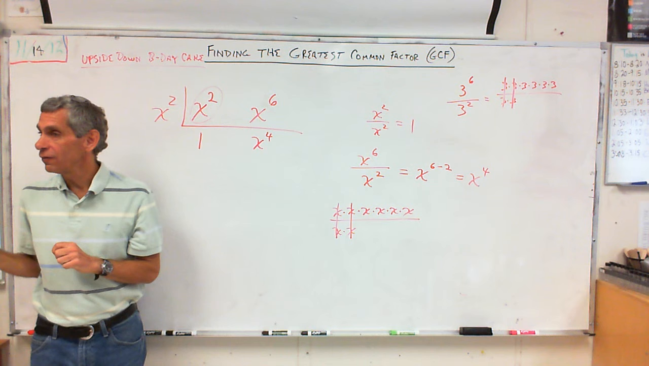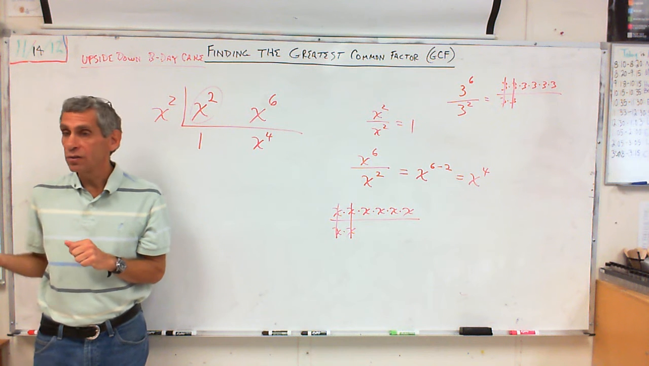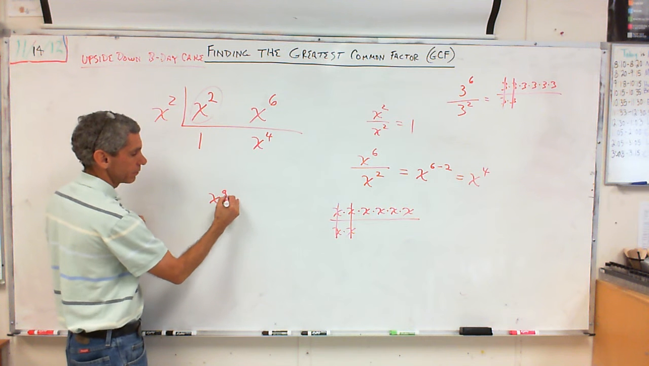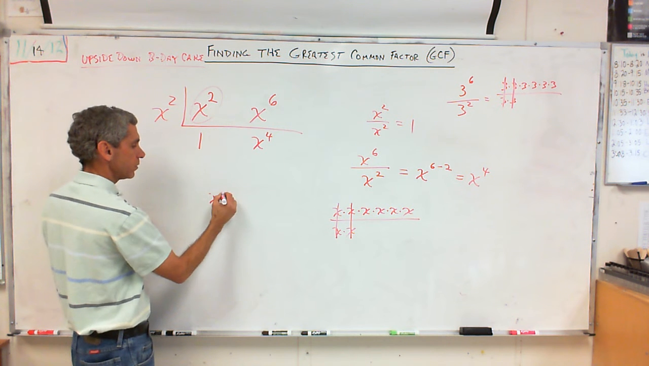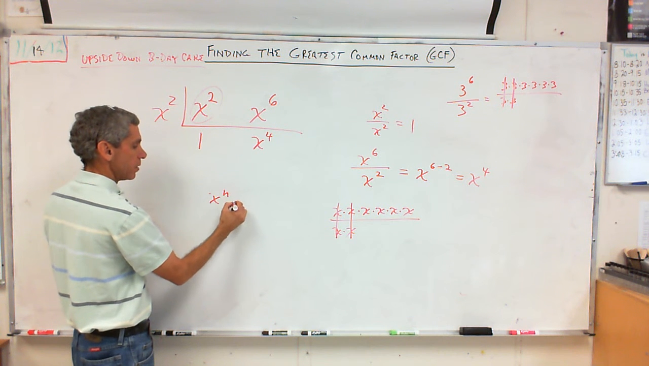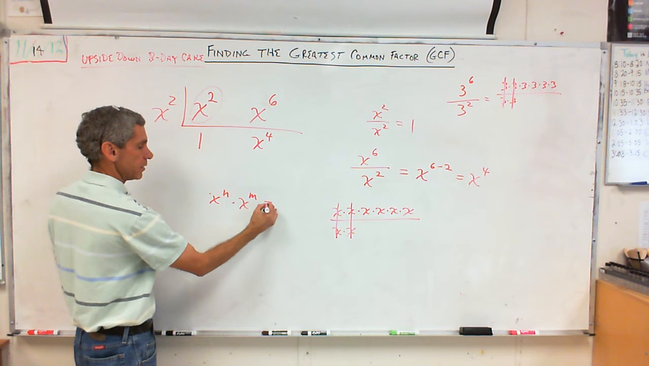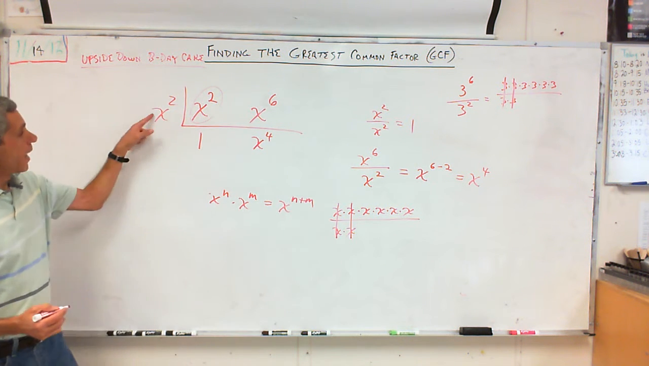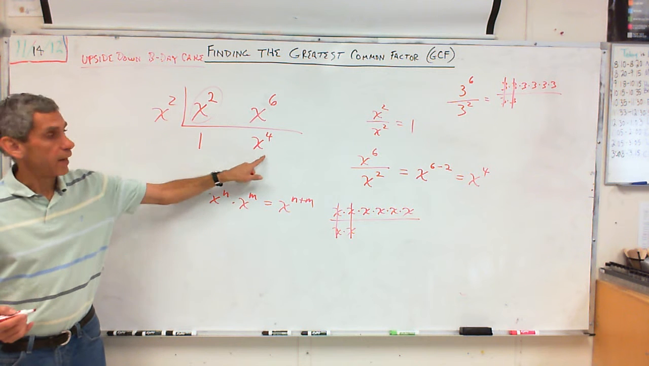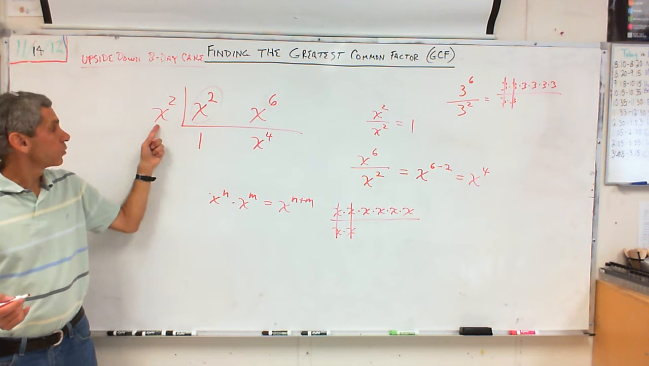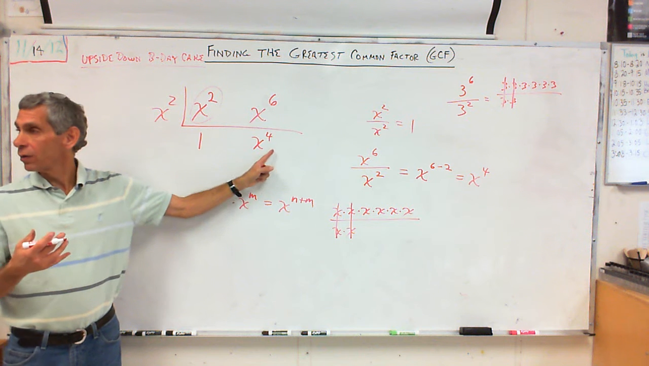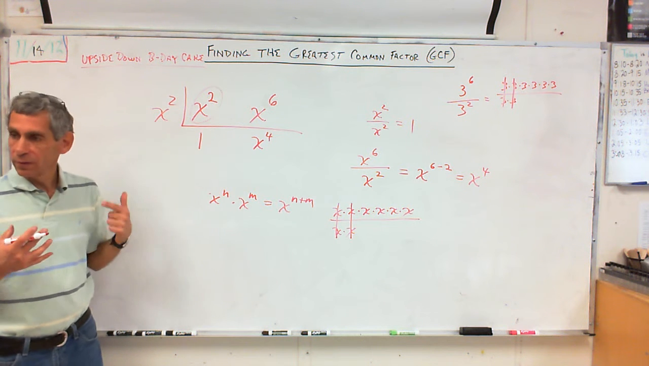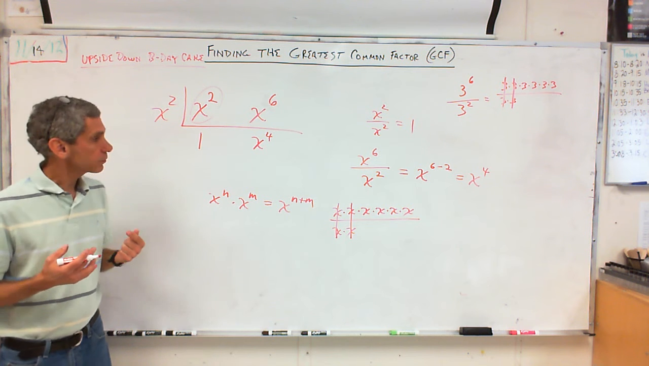Now, if that still confuses you, you can use the method you do know. X to the n times x to the m is equal to x to the n plus m, right? So x squared times x to the what would equal x to the 6? X squared times x to the 4 would have to equal x to the 6, right? So as long as you know those, it'll make sense.